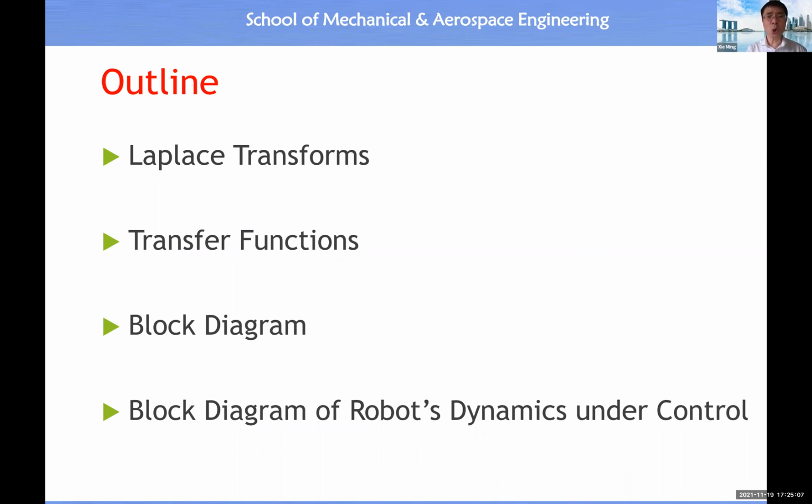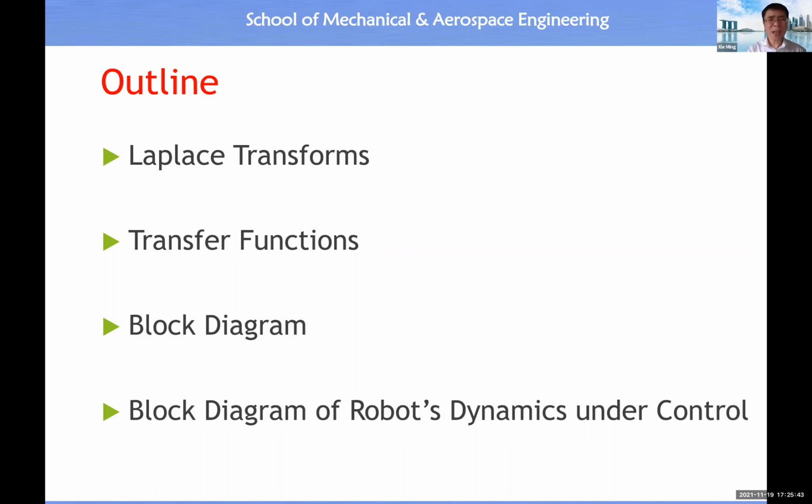We will first go through the background knowledge about the Laplace transform and transfer function. Then you will see the benefit of using a transfer function. The immediate benefit of using a transfer function is to be able to visualize the inner structure of a control system in the form of a block diagram. Then we apply this concept to draft out the block diagram of a robotic arm on the control.